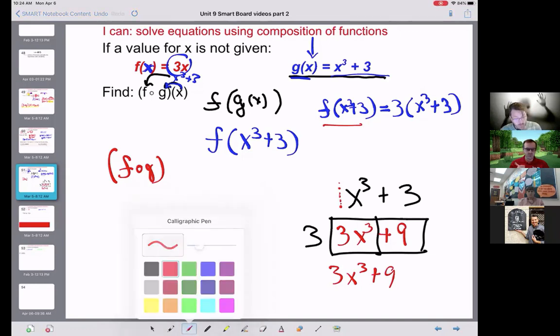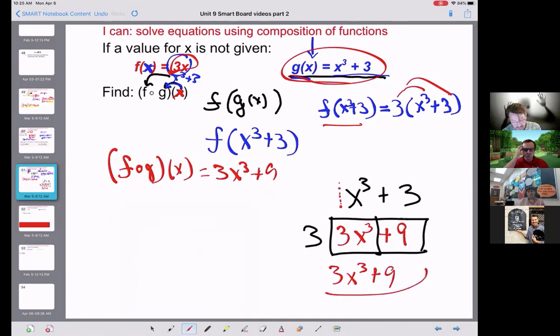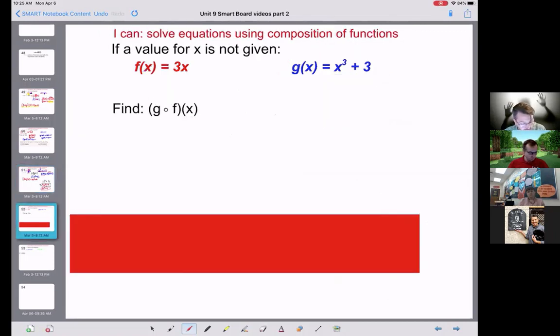All right, so f of g of x ends up equaling 3x to the third plus 9. And the reason why is because we plugged x into g, which was already there. We took x to the third plus 3 and plugged it into f, and that was this problem. And then we distributed that, and that's why I did the area model, and that gave us this value. So f of g of x equals 3 times x to the third plus 9. So that's kind of a creepy looking one. That's why we try to give it to you.